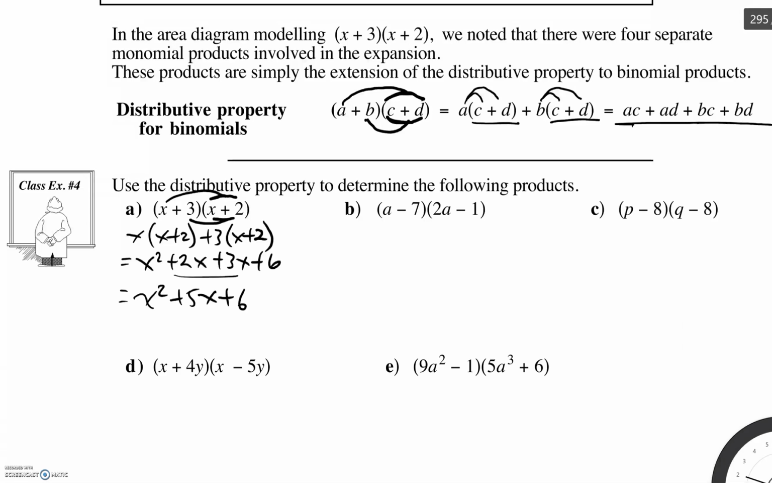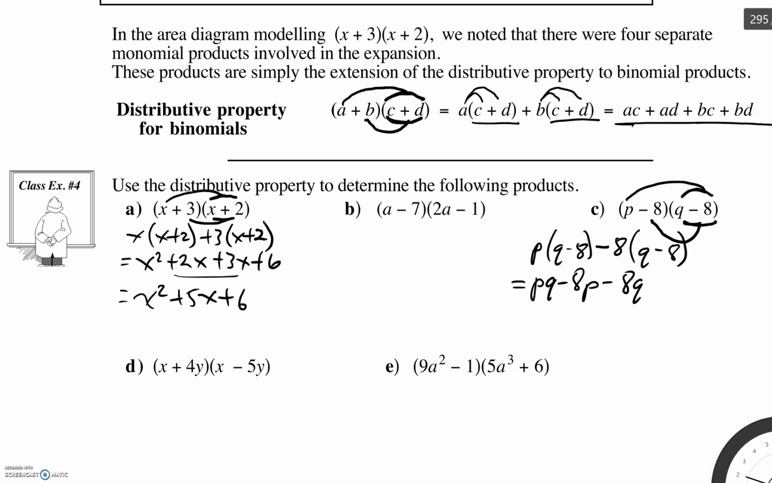Okay, let's try another one. How about c? We can have p times all of this, and then this would be negative 8 times all of this. P times q minus 8 minus 8 times q minus 8. Okay, so we have pq minus 8p minus 8q plus 64. And we're going to collect the like terms, which there are none, so we're going to leave it like that. PQ minus 8P minus 8Q plus 64.